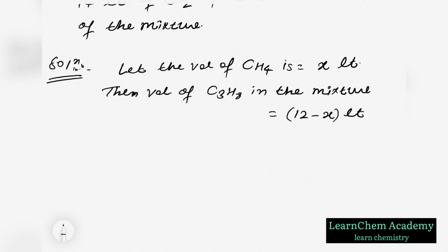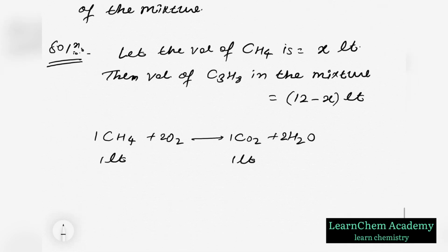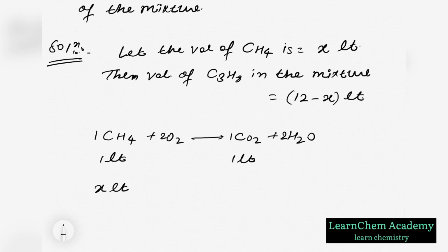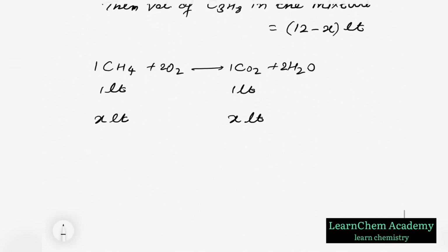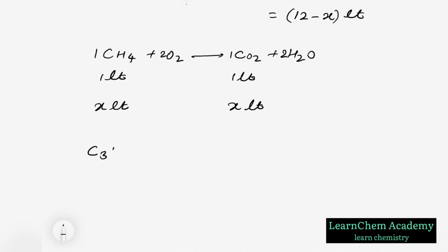Now write the equation. CH4 reacts with O2 and forms CO2 and H2O. If we balance it, we write 1, here 2, here 1, here also 2. So 1 liter of methane produces 1 liter of CO2. Similarly, X liter of methane produces X liter of CO2. Now next, write down the equation for propane.